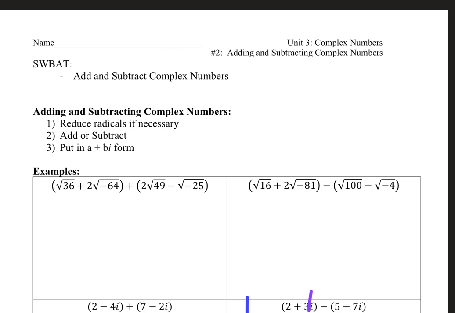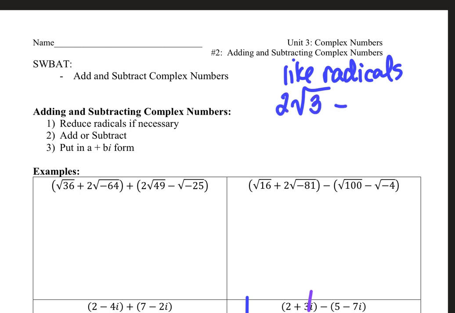All right, today we are adding and subtracting radicals with complex numbers involved. When we add and subtract radicals, we have to remember that they have to be like radicals. A like radical is the same radical, so they both have to be square roots, both cube roots, and have the same radicand, like 3. So if this was 2 radical 3 plus 4 radical 3, these are like radicals.